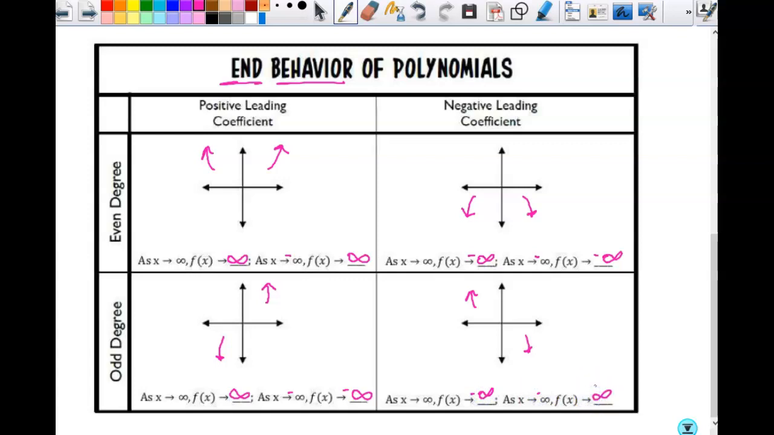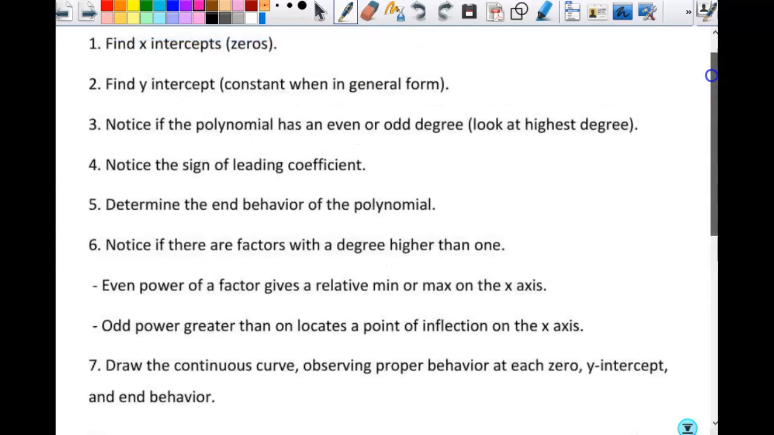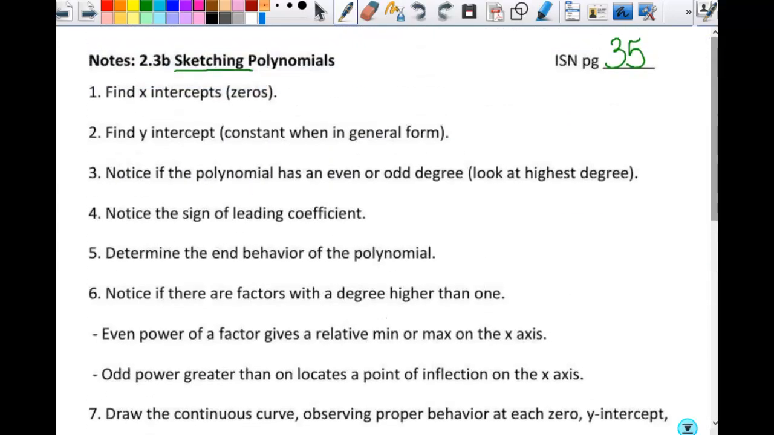Okay, so these are pieces of stuff we're going to have to figure out in order to be able to sketch these polynomials. All right. So if we go back up to the top, we'll talk through this list of stuff to do. In order to graph it, we need to know a lot of the same things we needed to know when we were graphing things as well. We're going to find the x-intercepts or the zeros. We know how to do that. We're going to find the y-intercept. There's only one, so there's no s there. And it's just a constant when it's in general form. Most of what I give you is going to be factored, though, so we got to figure it out. Then we're going to notice if the polynomial has an even or odd degree. We look at the highest degree.